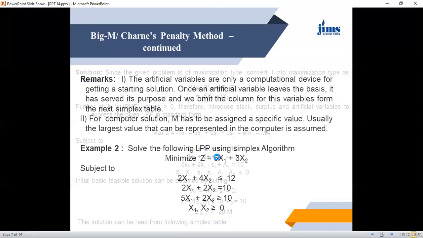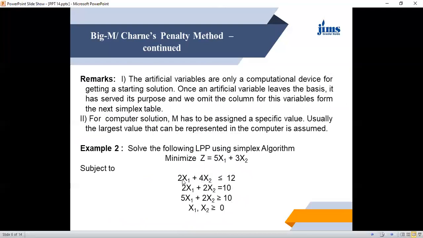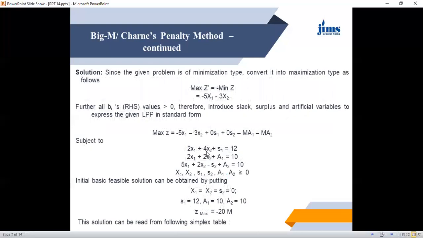Now, the first inequation 2x1 + 4x2 ≤ 12 has a less than or equal to sign. So we use slack variable s1 here. To convert the inequality into an equality sign, we add the slack variable. So this will become 2x1 + 4x2 + s1 = 12.